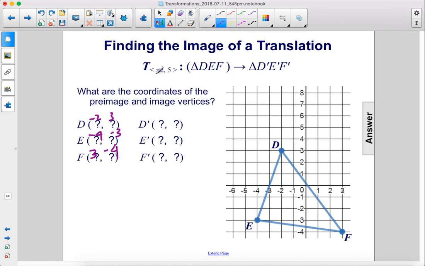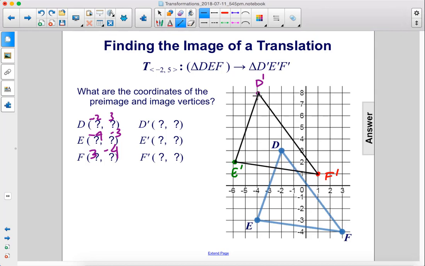Alright, so we're going to be going to the left 2 and up 5. 1, 2, 1, 2, 3, 4, 5. Here's D prime. Alright, let's do E next. So we're going to the left 2 and up 5. 1, 2, 3, 4, 5, E prime. And then F, 1, 2, 1, 2, 3, 4, 5, F prime. So we can connect those dots with lines. And we have a successful translation.